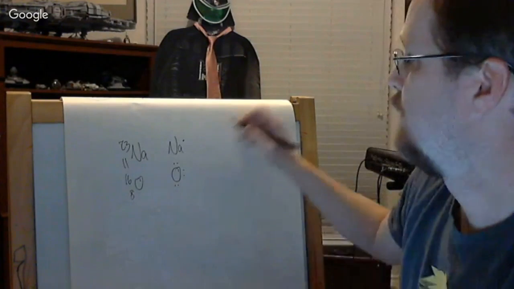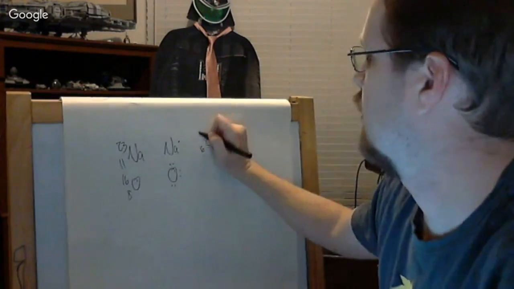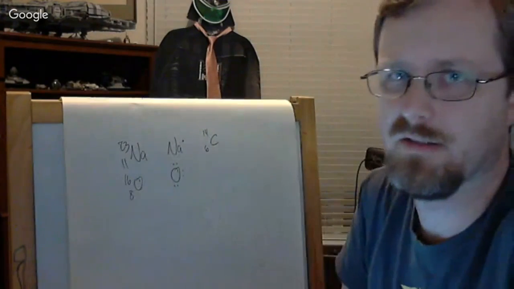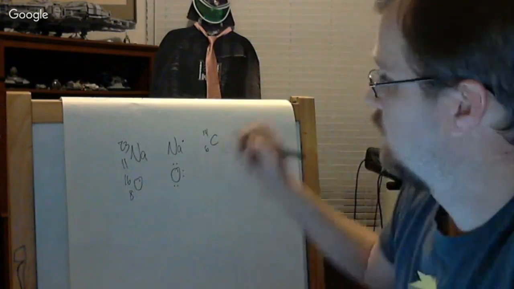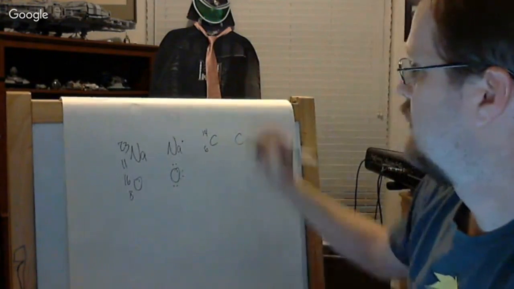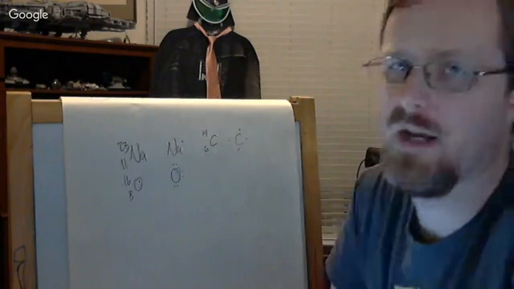Okay, for example, if I give you, let's say it's carbon 14, like this. Well, carbon is in group 4, so I'm going to put the symbol, which is C. I'm going to do 1, 2, 3, 4 dots.